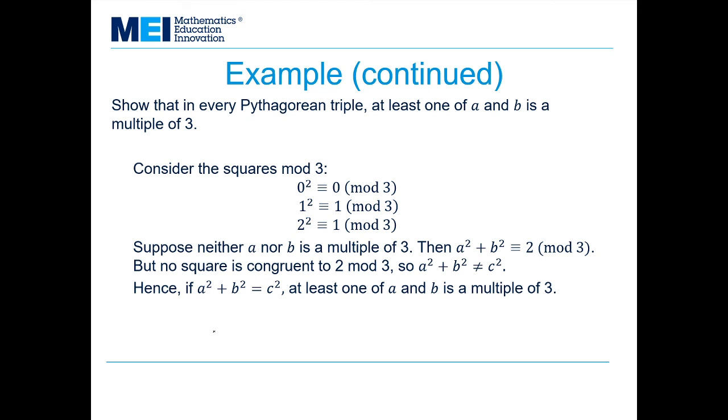So, considering the squares mod 3, we get that 0 squared is 0, 1 squared is 1, and 2 squared is also 1 mod 3. If neither a nor b is a multiple of 3, then a squared plus b squared would be congruent to 2 mod 3, but there is no square congruent to 2 mod 3, so a squared plus b squared cannot be equal to c squared. Therefore, if a squared plus b squared equals c squared, at least one of a and b is a multiple of 3.